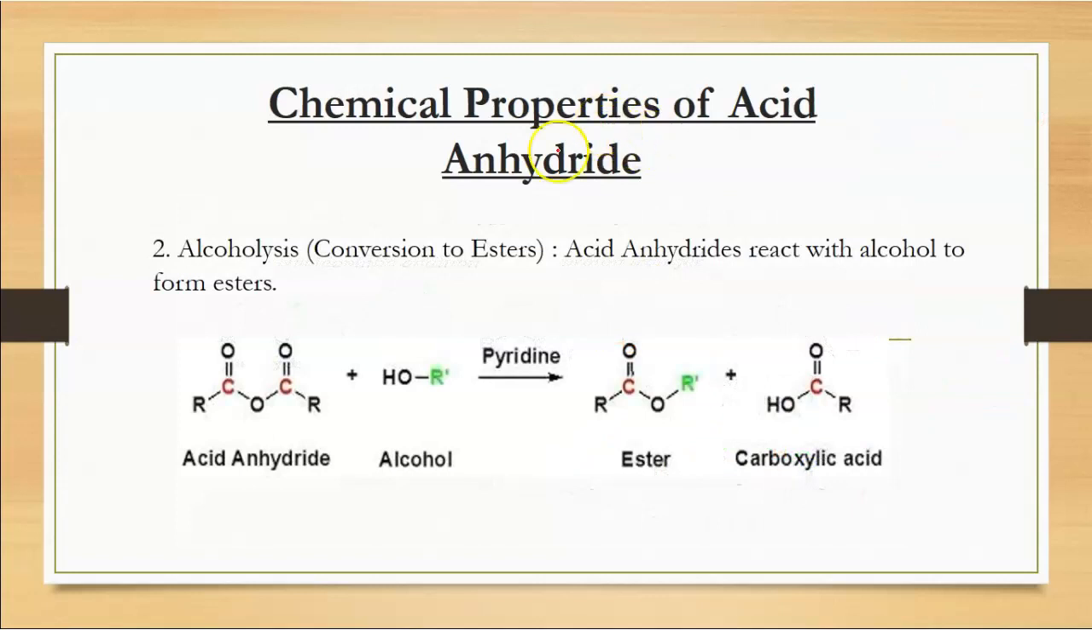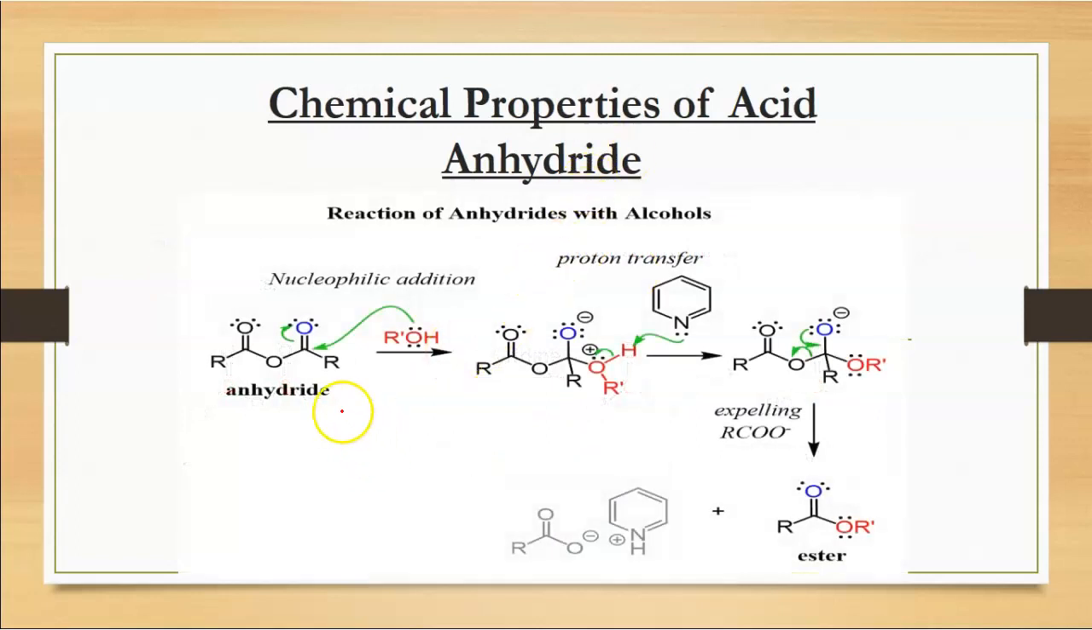Second is your alcoholysis, the conversion to esters. Your acid anhydride, being more reactive, can also get converted to esters. So this is your acid anhydride, which, when reacting with alcohol in the presence of a base, that is pyridine, will result in the formation of an ester and a carboxylic acid as well. So this is another reaction, whose mechanism we will see over here.